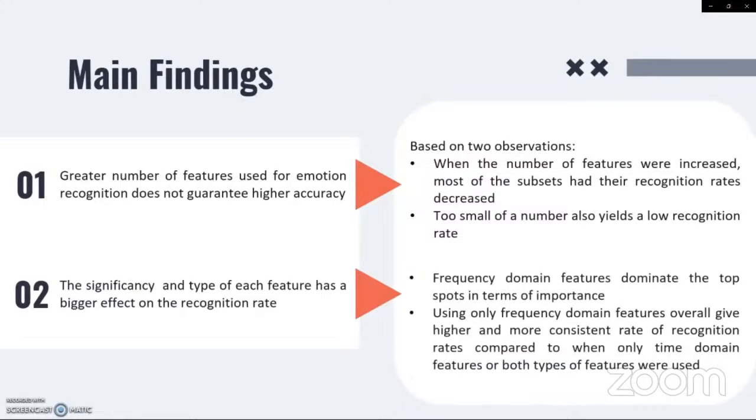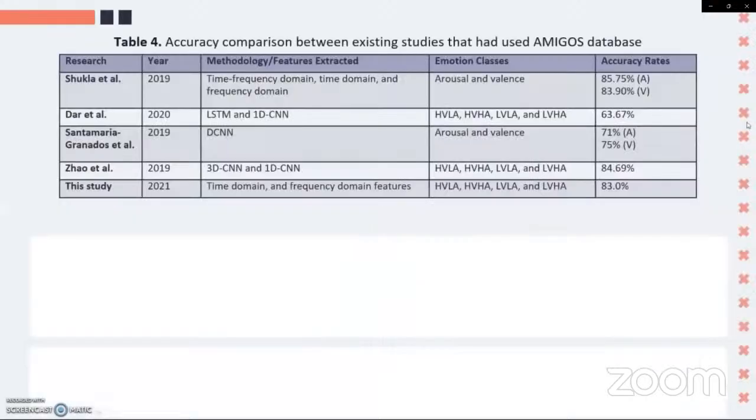Based on the figures shown earlier, the frequency domain features dominate the top spot in terms of importance. Meanwhile, most of the time domain features are observed to be in the lower spots. From these observations, it can be concluded that using more significant features yields a higher recognition rate. The table shown summarizes the comparison between the highest average accuracy rate achieved in this study and existing studies that have used the same GSR signals from the AMIGOS database.